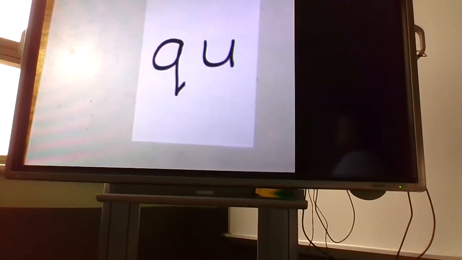We can find the Q-U at the beginning of words, such as queen, in the middle of a word, such as squash. We will never, ever have Q-U at the end of a word. Never will we have it at the end of a word. And it says qu. Okay, let's see if we can read some words.